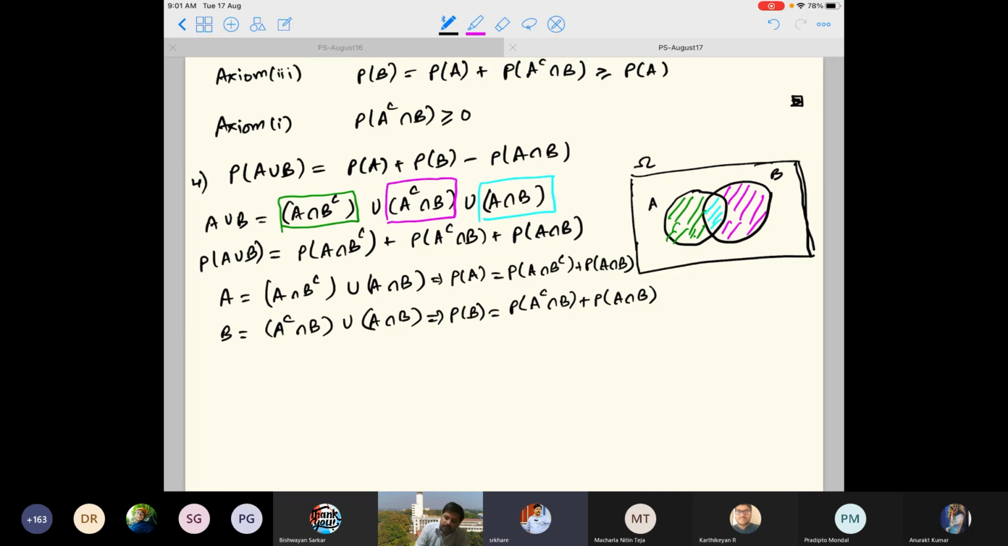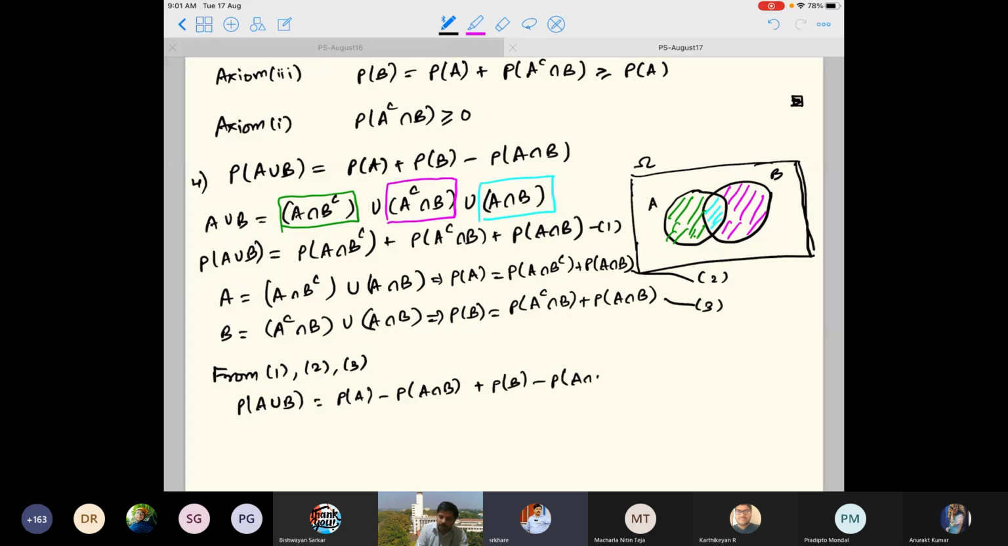Now I will look at these three equations: equation 1, equation 2, and equation 3. And then from 1, 2, and 3, what will I get? I get probability of A union B is equal to PA minus PA intersection B plus PB minus PA intersection B plus PA intersection B. Correct? That is what I will get, and this proves the result that we wanted to prove: probability of A union B is PA plus PB minus PA intersection B.